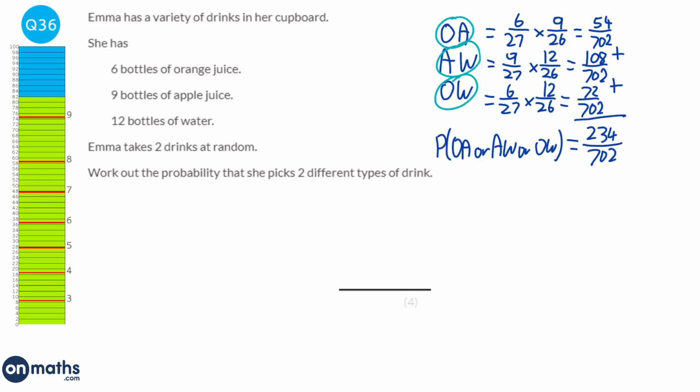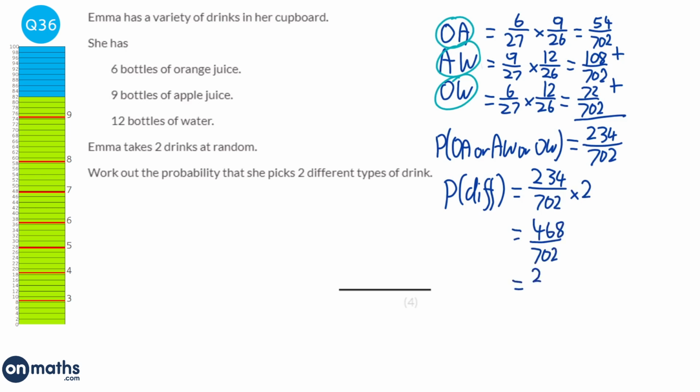Now, I said we would deal with the reverse situations now. As I said, OA is going to be equal to AO, AW is equal to WA, and OW is equal to WO. So all we need to do to find the probability that the drinks are different is get the 234/702 and just double it. And we can do that by just doubling the numerator, so 468/702. That cancels down to 2/3, so there is a 2/3 chance that the drinks will be different.